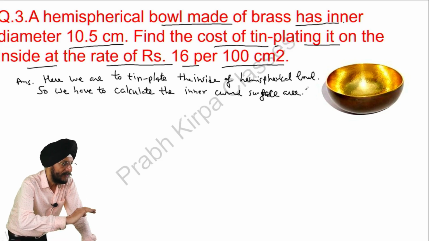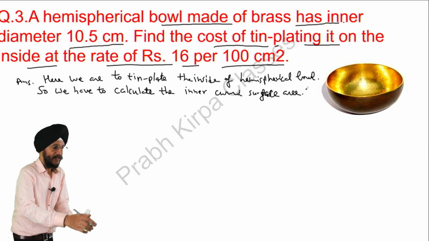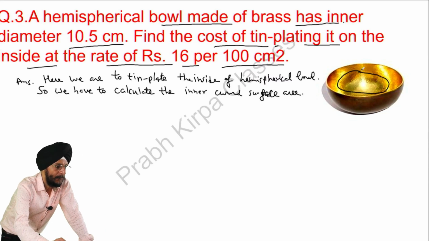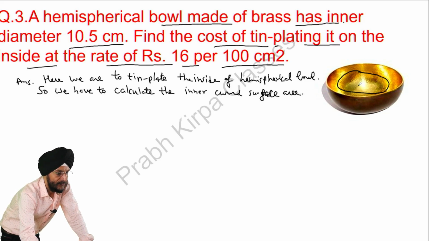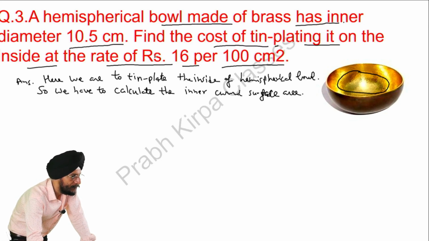What we have written? That we are to do tin plating on the inside of the hemisphere. This side, all of this has to be tin plated. So we have to calculate the curved surface area of the inner side. What has been given to us is the inner diameter.